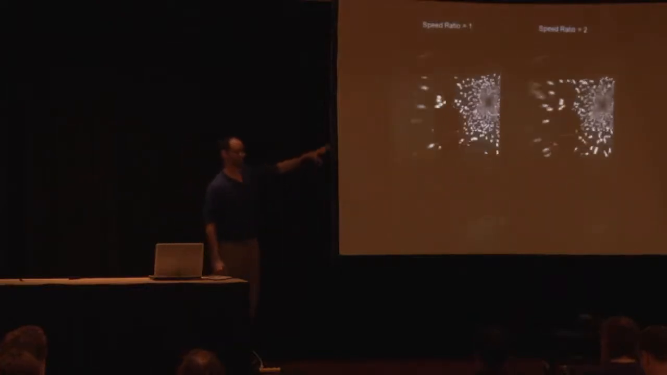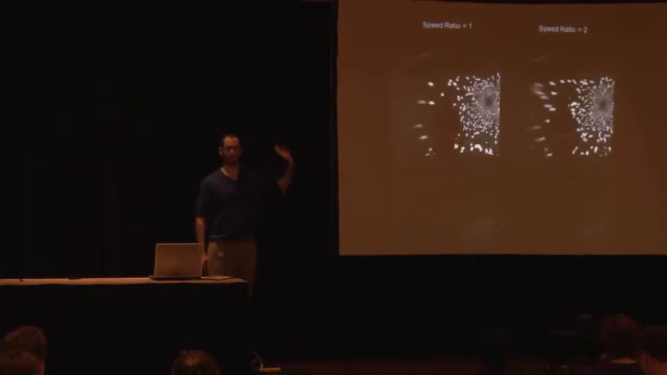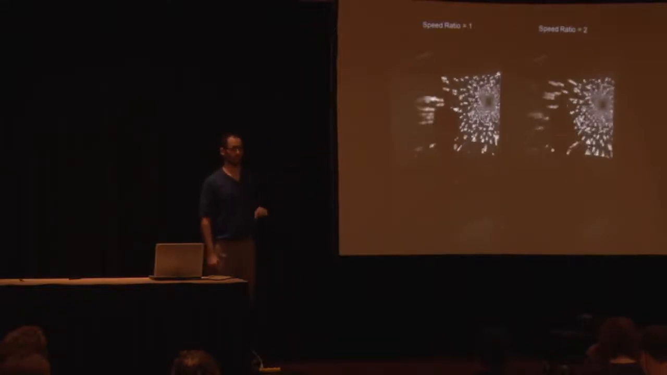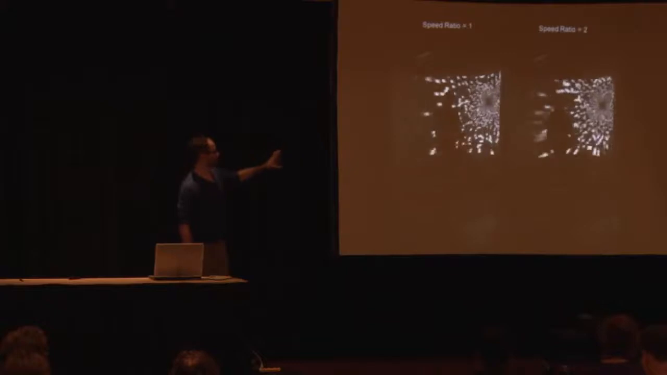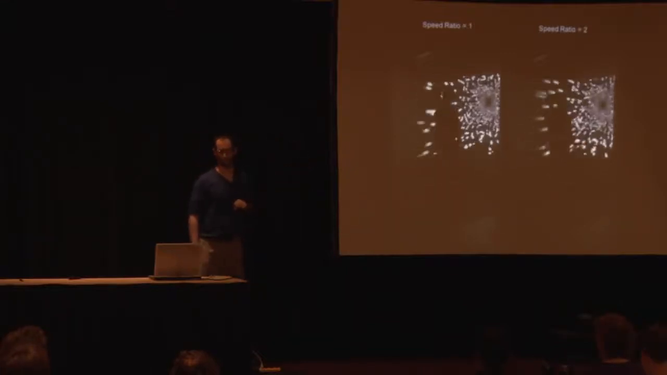Well, here's a case of a person walking at the same speed, but in this case, on the right, the virtual speed is twice that of my walking speed. So the condition would look like this, where we start on the left and then suddenly transition to the right.